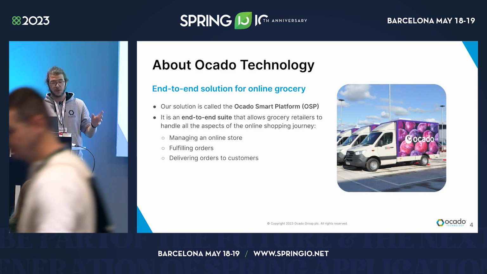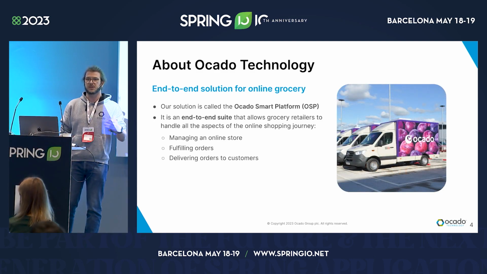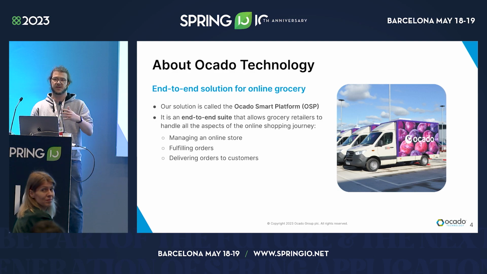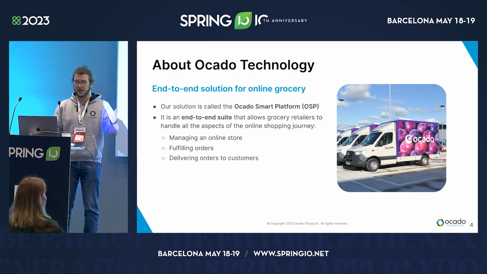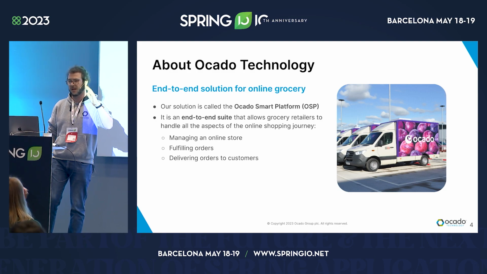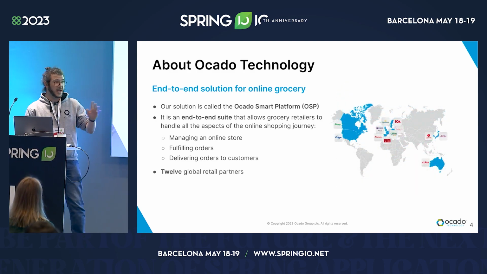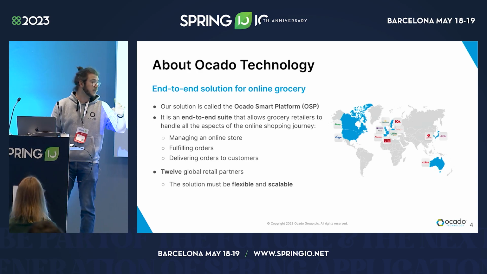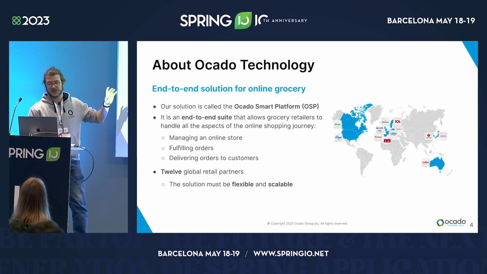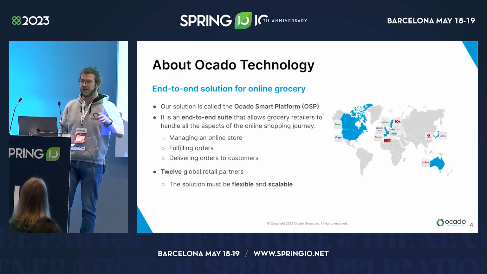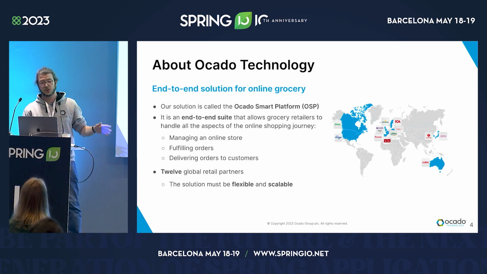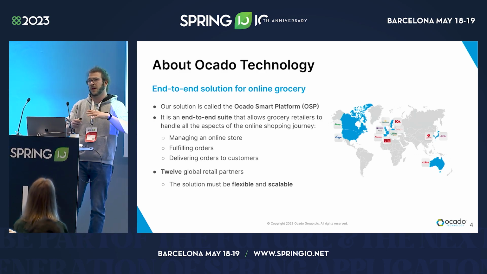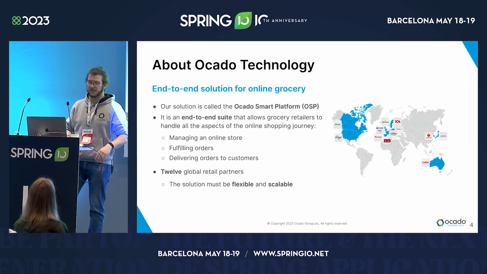The last step of the online shopping journey is the delivery. Our solution also includes many services that help the driver reach customers' houses and prepare optimized routes for the drivers, and so on. So it covers really all the steps of the online shopping journey. Currently, our solution is used by 12 global retailers across the world, and they have different scales: very big clients and relatively small clients. So our solution must be flexible because each client has different needs, and scalable because every client works at a different scale.